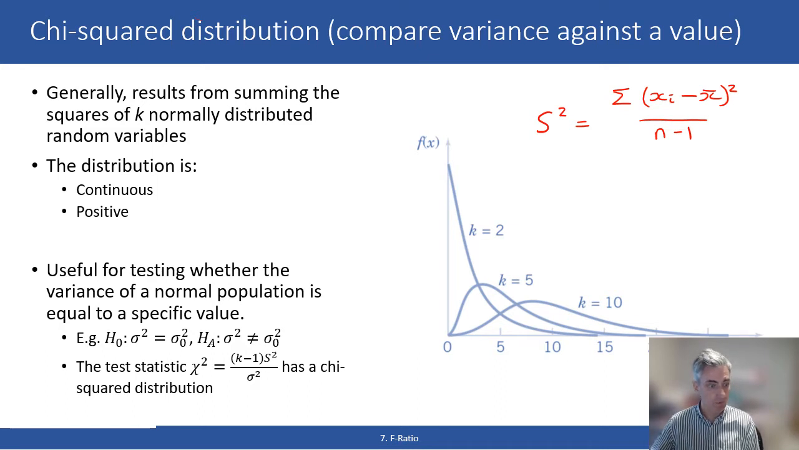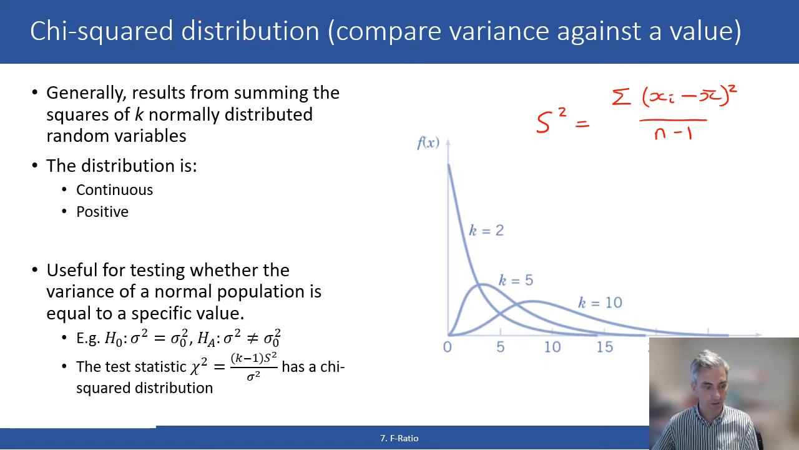And we might want to use this squared random variable, or variance in this case, to test whether this sample variance is equal to a specific value, for example, the population variance. So this ratio of the sample variance to the population variance will give us a chi-squared test statistic.